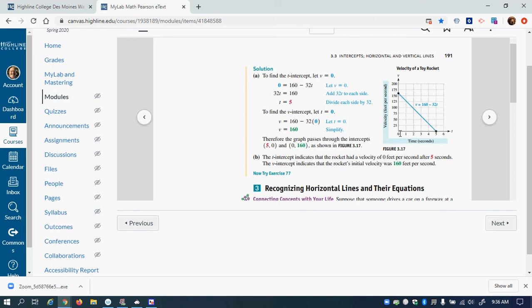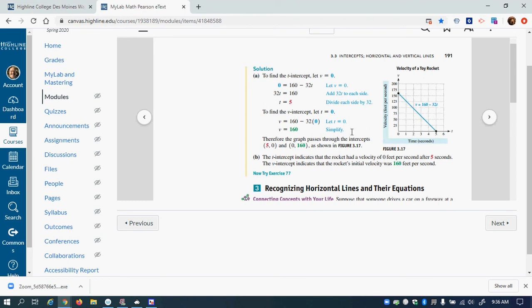So what does that mean? Well, it means that at time 0 seconds, the rocket is instantly at 160 feet. Is that feet? Yep, feet. And then the x-intercept is saying at 5, 0 that at exactly 5 seconds, the rocket is at 0 feet. It's already hit the ground. So this is an idea of that.